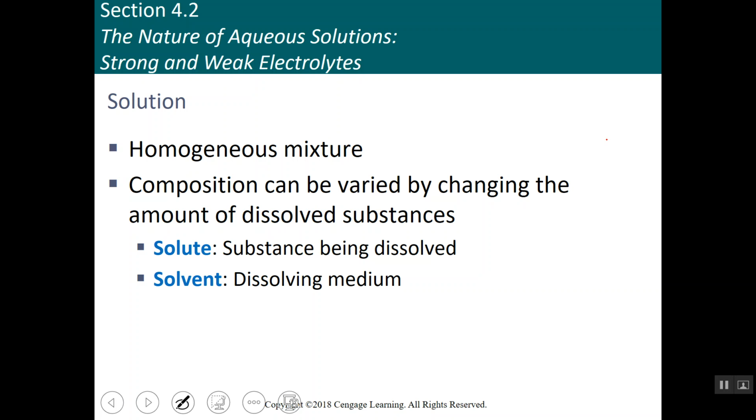So by definition, the substance being dissolved is the solute. The dissolving medium is the solvent. So in most cases, what we're going to talk about, the solvent is water. And the solute-solvent combination makes a solution.